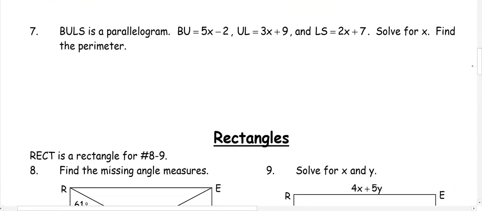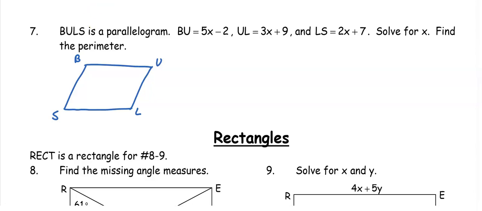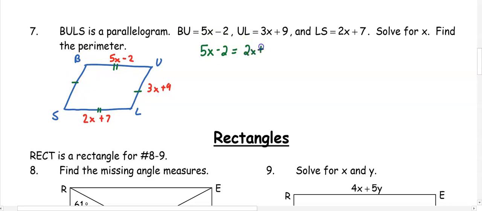Number 7, BULS is a parallelogram. So we're going to draw a picture. We have BULS. When you label your parallelogram, remember to go in a circle. Doesn't matter which way you go in the circle, but do not pick up your pencil and switch corners to label your letters. So we have BU is 5x minus 2, UL is 3x plus 9, and LS is 2x plus 7. Remember, in a parallelogram, your opposite sides are congruent. So to solve for x, we would say 5x minus 2 is equal to 2x plus 7.